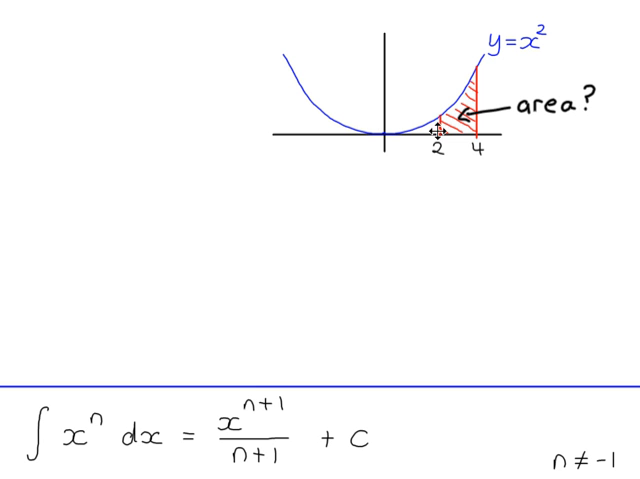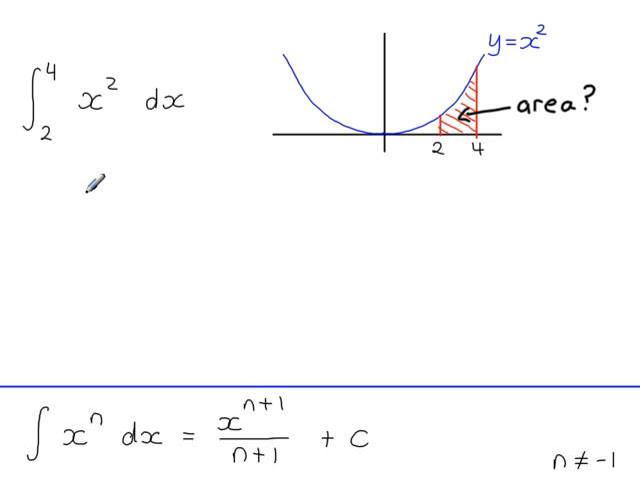In this example, we're going to use integration to work out the area of this shaded region that's bound between the curve y equals x squared and these two lines here, x equals 2 and x equals 4, and the x-axis. So we have the limits of integration, x equals 2 and x equals 4.